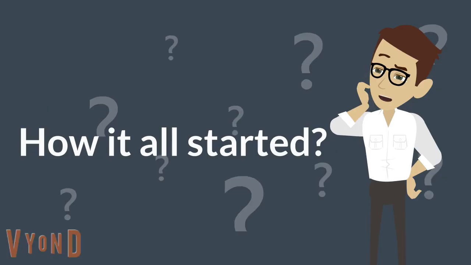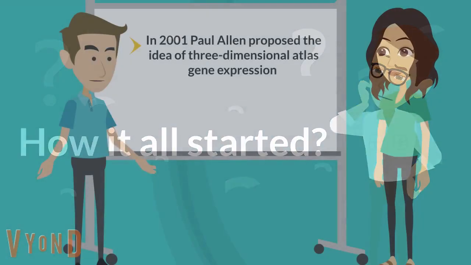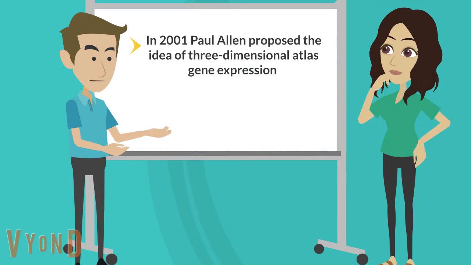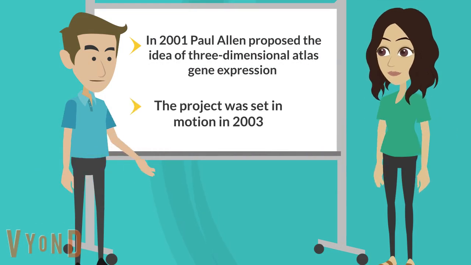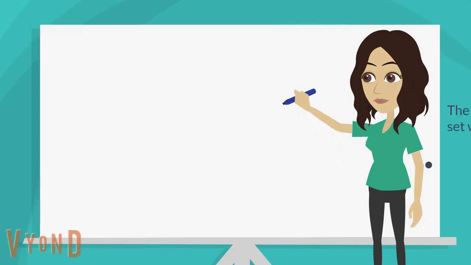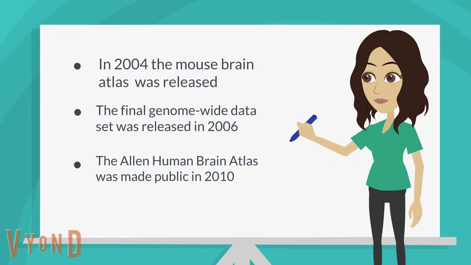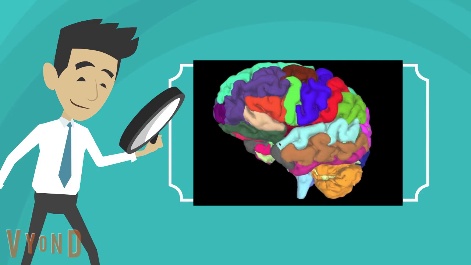But then, how did it all start? In 2001 Paul Allen proposed the idea of a three-dimensional atlas of gene expression. The project was set in motion in 2003. In 2004, the first atlas, the Mouse Brain Atlas, was released. Then, the final genome-wide dataset was released in 2006. And finally, the Allen Human Brain Atlas was made public in 2010. Now, we can find different types of brain atlases.